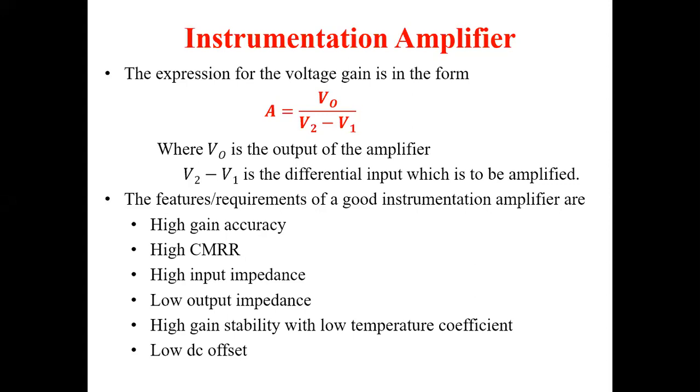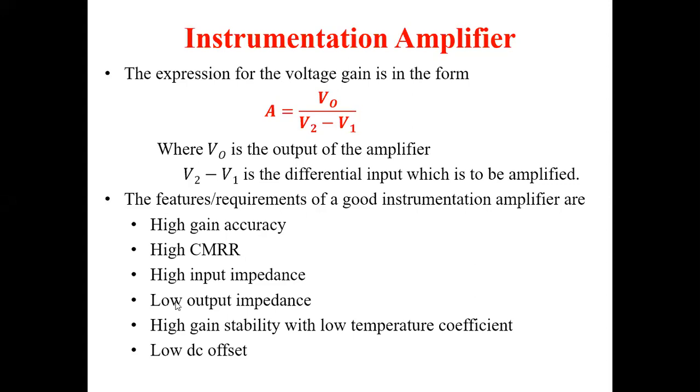So it has high CMRR. It has high input impedance. Since it is basically a difference amplifier, we know that the difference amplifier will have high input impedance. Therefore, we can connect n number of inputs to the same thing. So that has high input impedance and low output impedance.